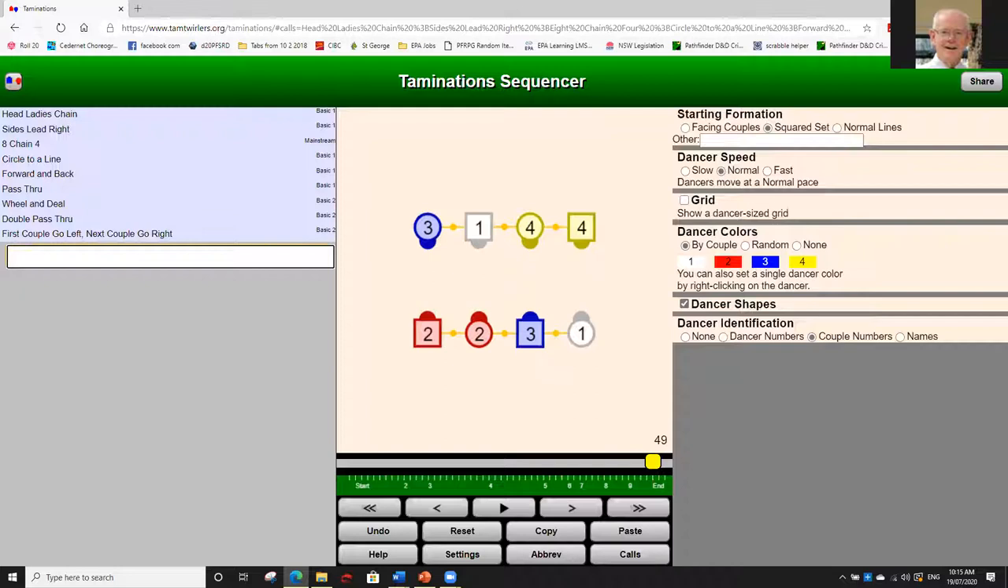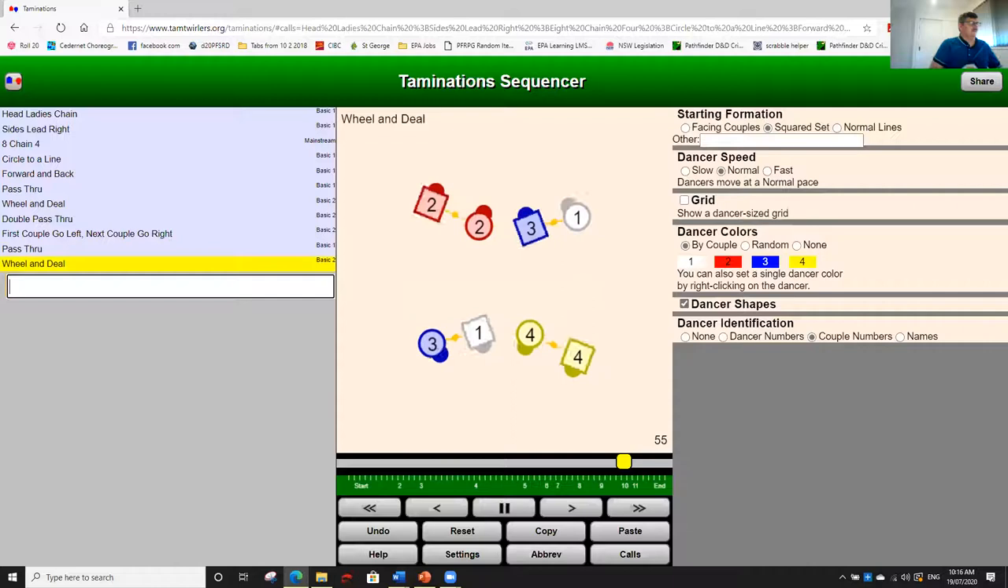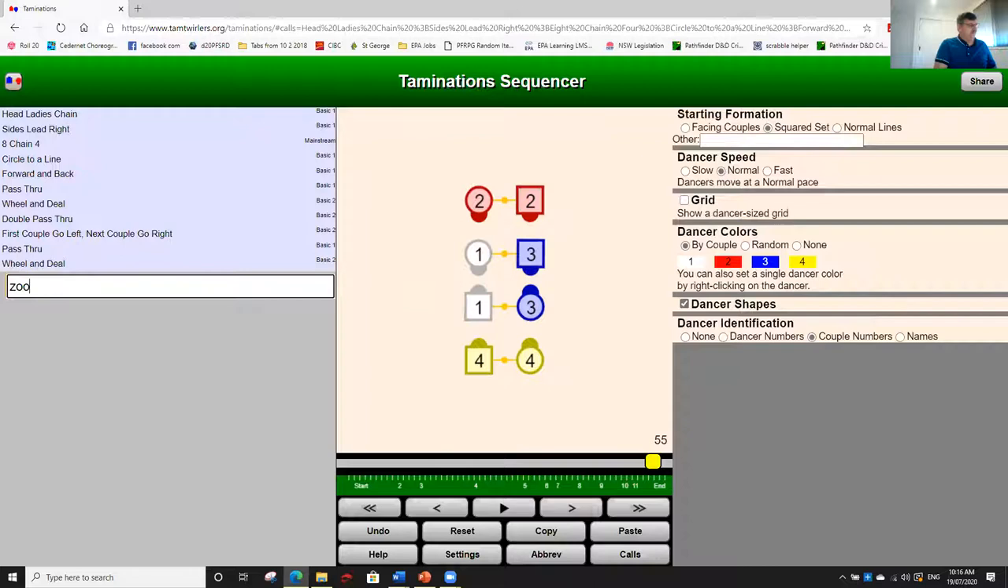Pass through, wheel and deal, double pass through. First couple go left, next couple go right. I've had a look at the dancers. Okay, yep, they're doing fine. I'm watching the dancers. I'm still sick with my singing call. Let's go back to my singing call. The next movement is pass through, wheel and deal. Okay, I've repeated that. I just did that before, but now I want to do something a little bit different, and I have a zoom.